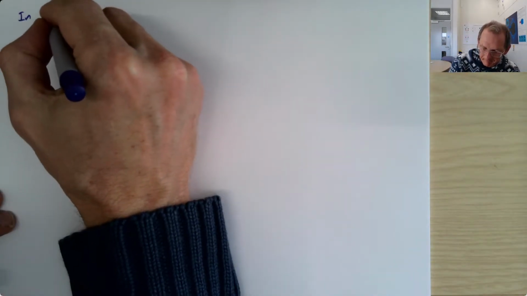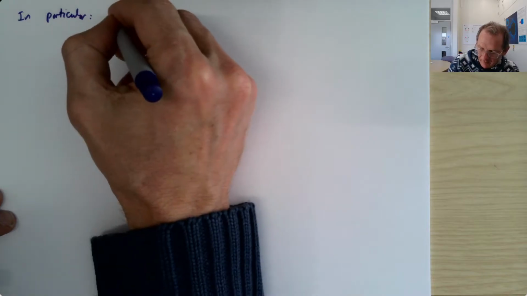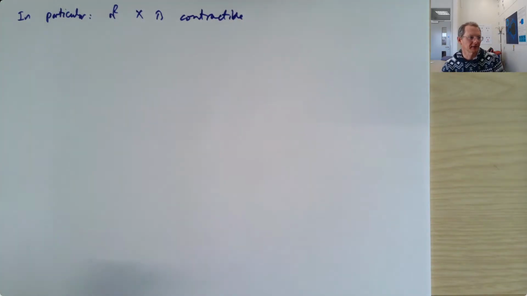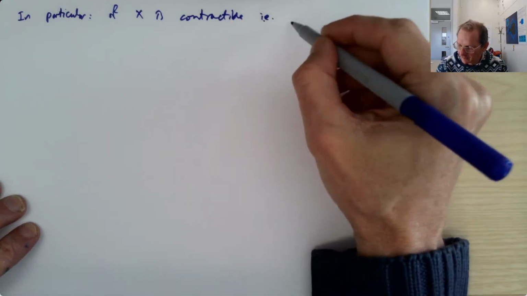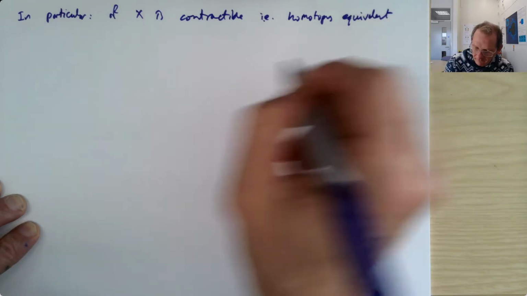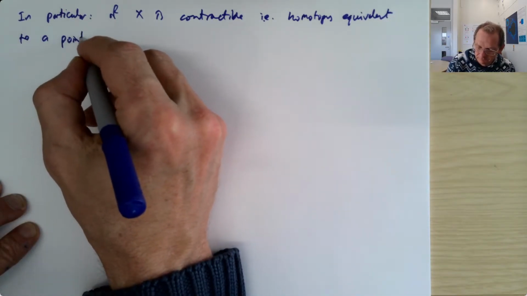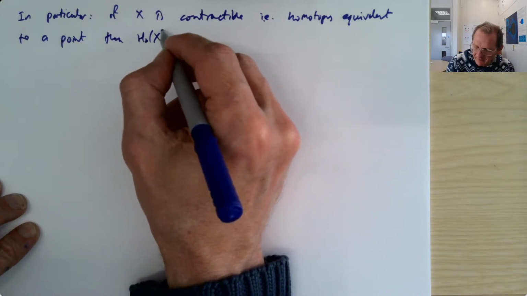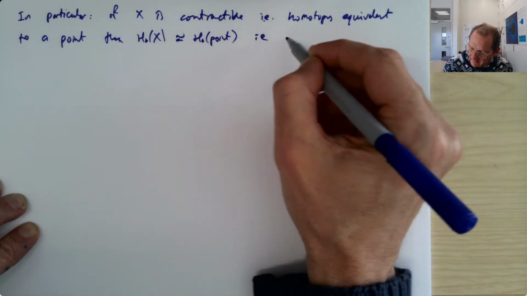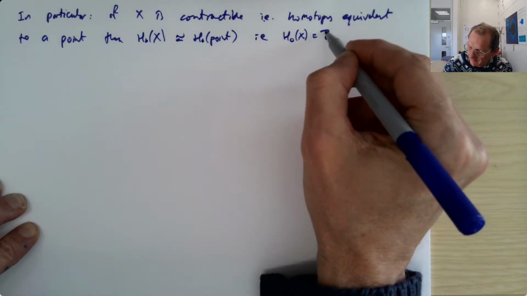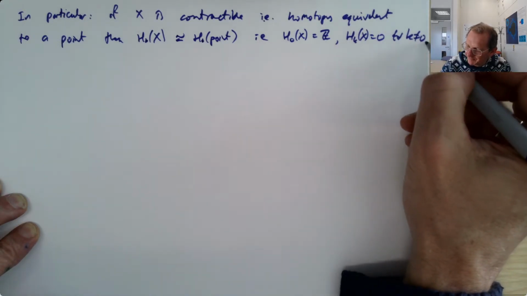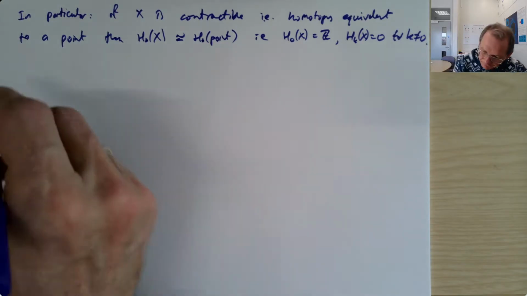So in particular, if X is contractible, and contractible is equivalent to saying homotopy equivalent to a point, then we see that H star X is isomorphic to the homology of a point, i.e. H_0 X is Z, and H_k X is 0 for k different from 0.